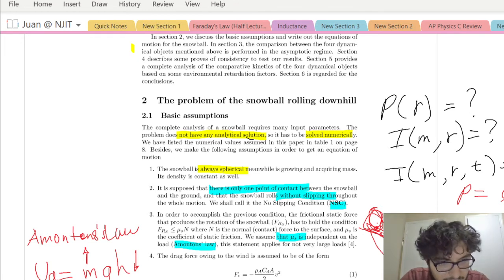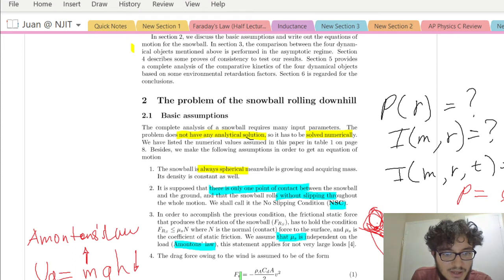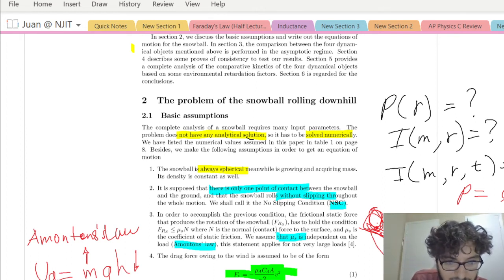So okay, then the fourth assumption is that the drag force caused by the wind is assumed to be in the form F equals negative rho C A v squared over 2. So basically the air density multiplied by the drag coefficient, multiplied by the cross-sectional area of that ball, which is pi r squared of that sphere, multiplied by the square of the velocity, divided by 2. That's going to be the force of drag. They assume that the drag coefficient is constant.